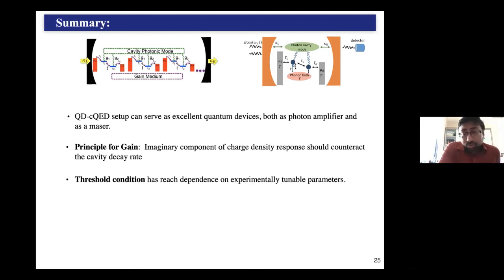And this particular threshold condition decides whether you have a thermal distribution or a Poisson distribution. So around that threshold condition, you can have a lot of tunability in terms of your matter degree of freedom or electronic degree of freedom.